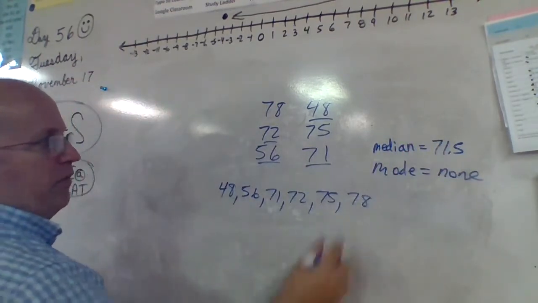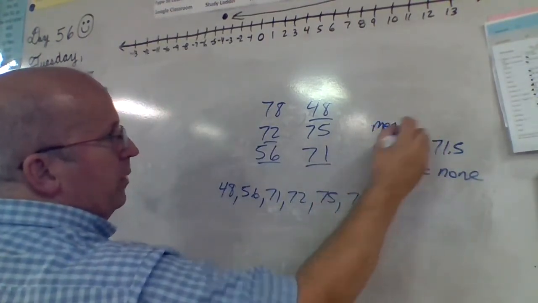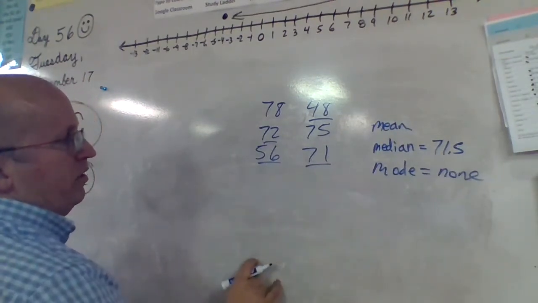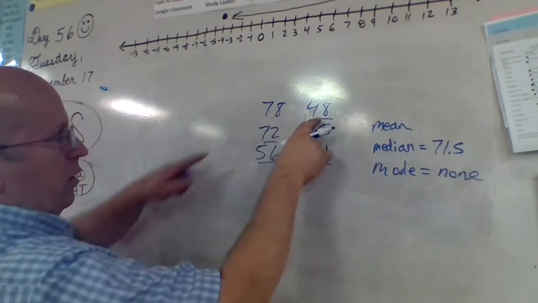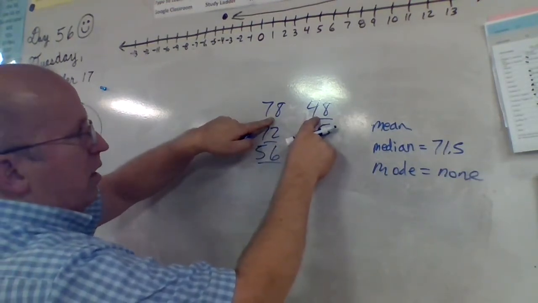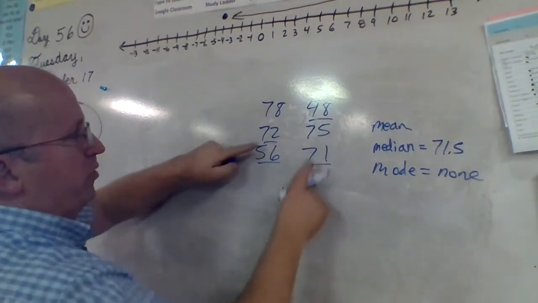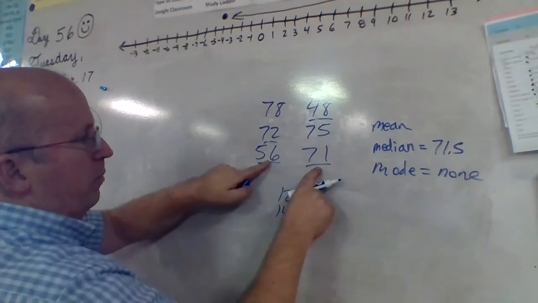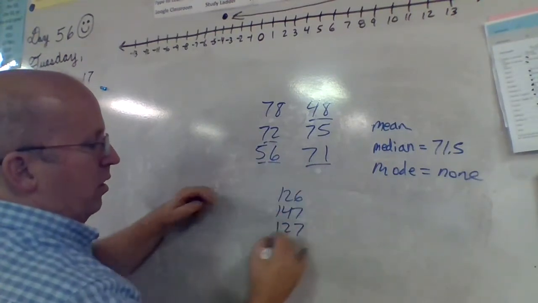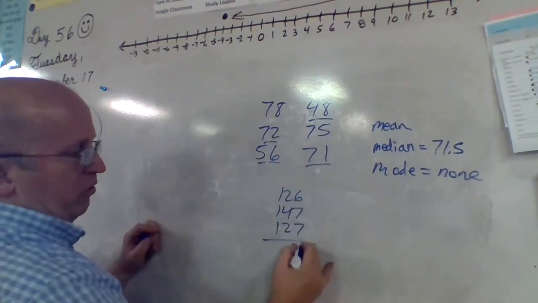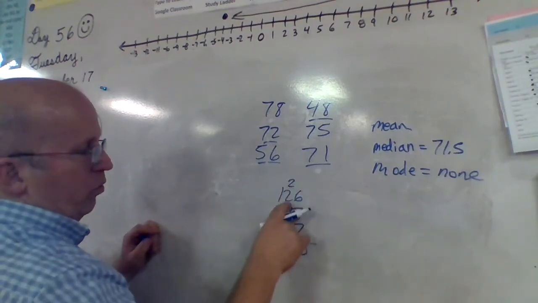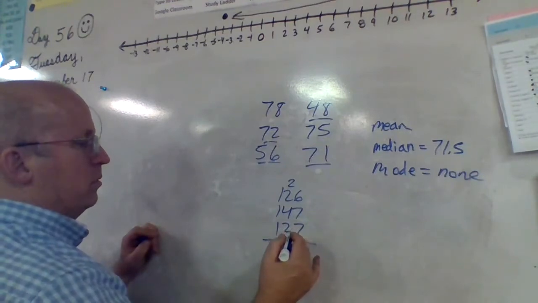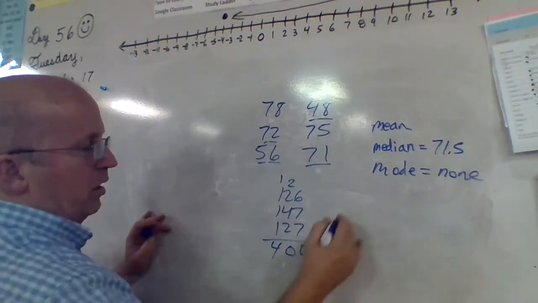And now, I've got to find my mean. How do I find the mean? Well, I'm going to add up all the numbers. So let's see if we can do that on the run. This is 126 when I add those two numbers together. When I add these two numbers together, I get 147. And when I get these two numbers added together, I get 127. We'll add them together. I get 14, 20, carry the 2. 4, 8, 10, carry 1. I get 400.